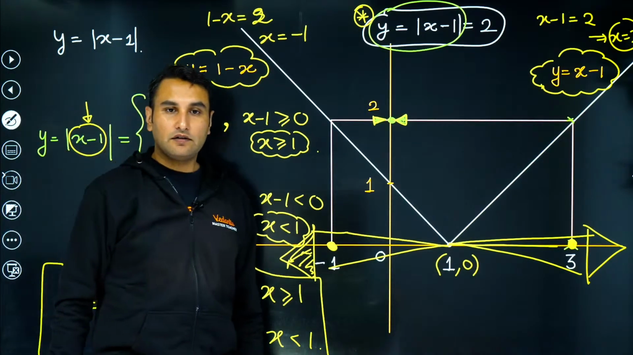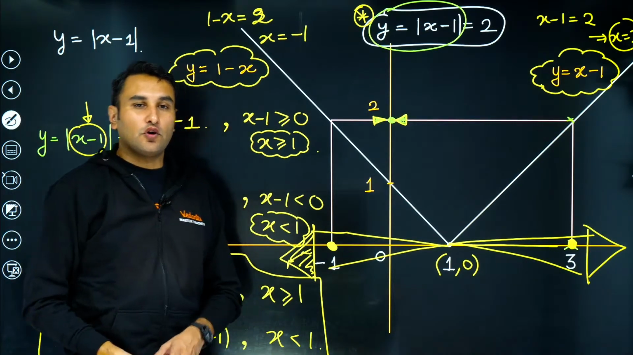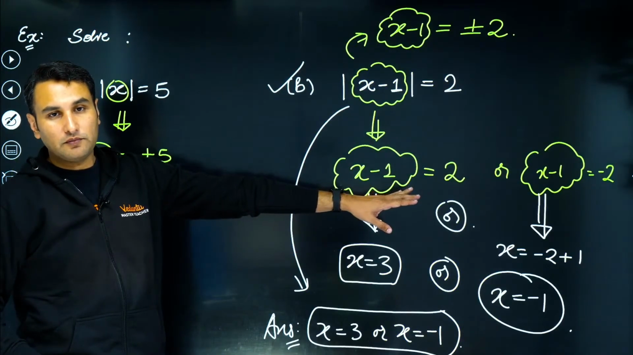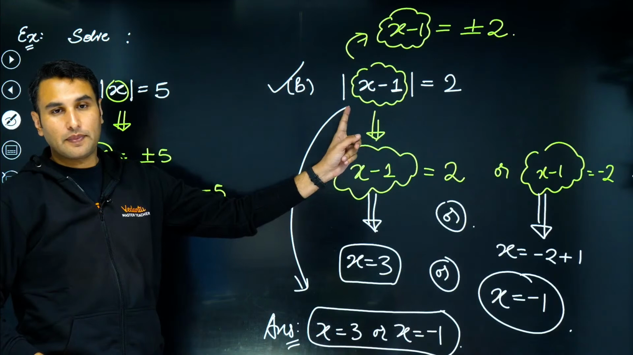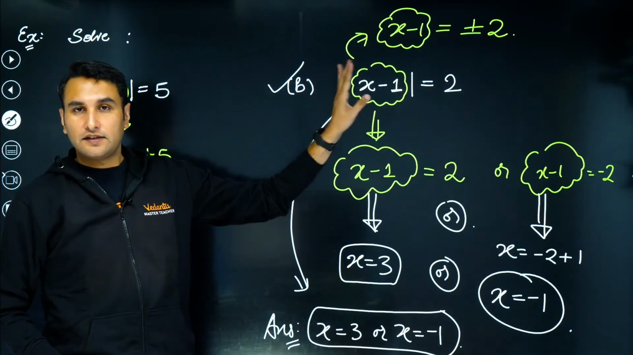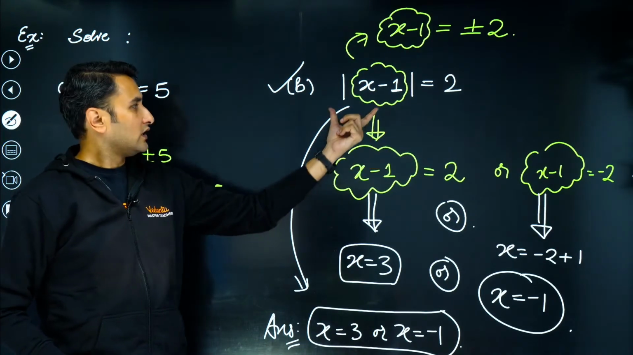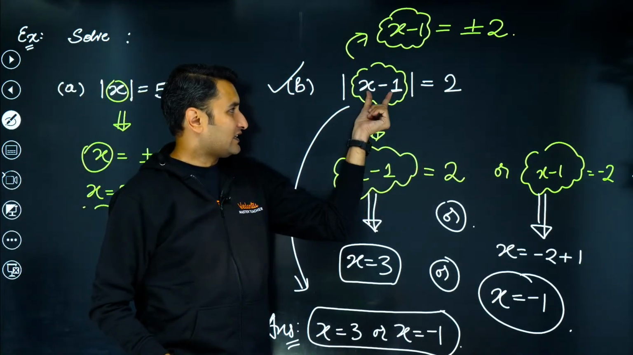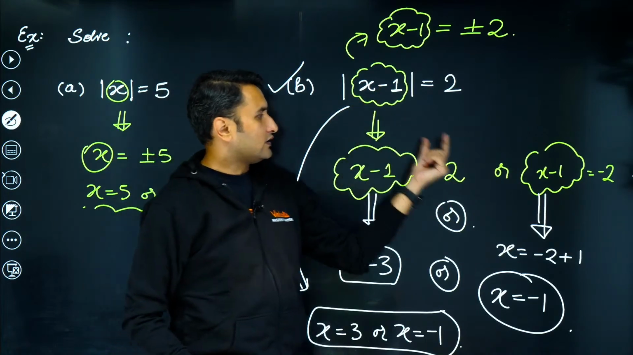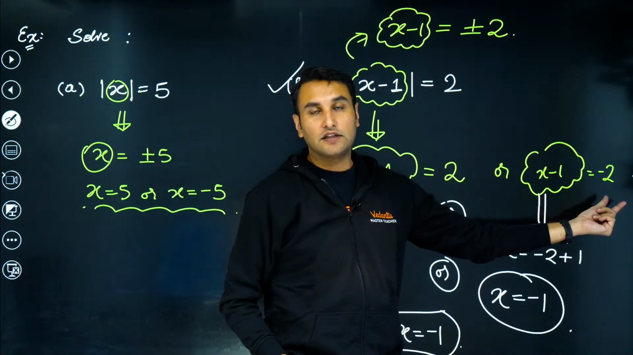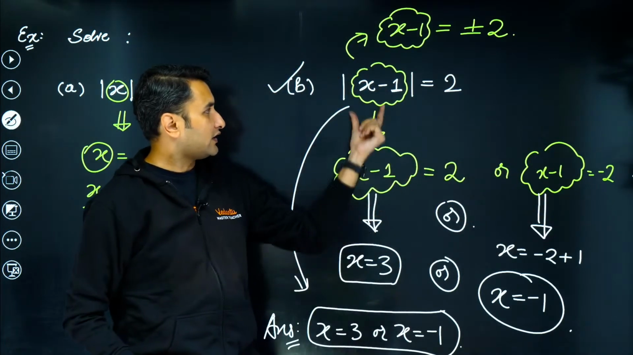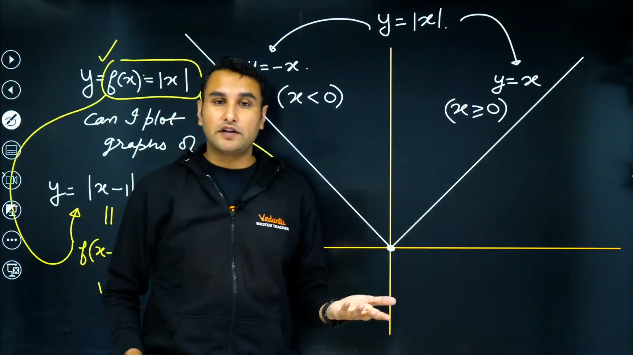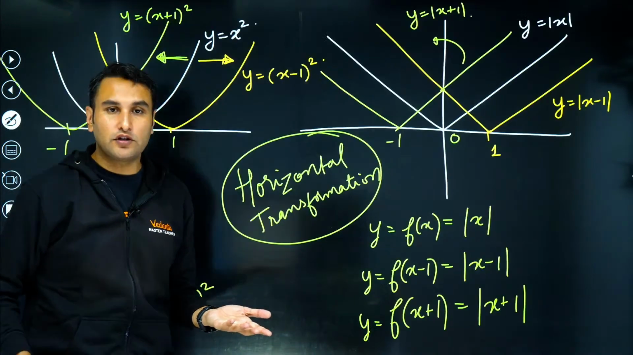Right? Clear? Alright. So this is the graphical visualization of the simple problem that we solved here. Mod x minus 1 is equal to 2. The simplest way to solve it, bachcho, is to open this up and remove the modulus. The inside thing is either 2 or minus 2, solve them. A proper deeper investigation tells us what is actually happening.